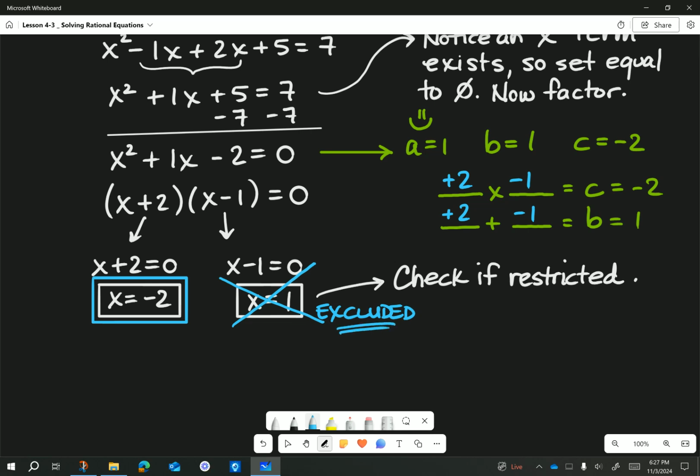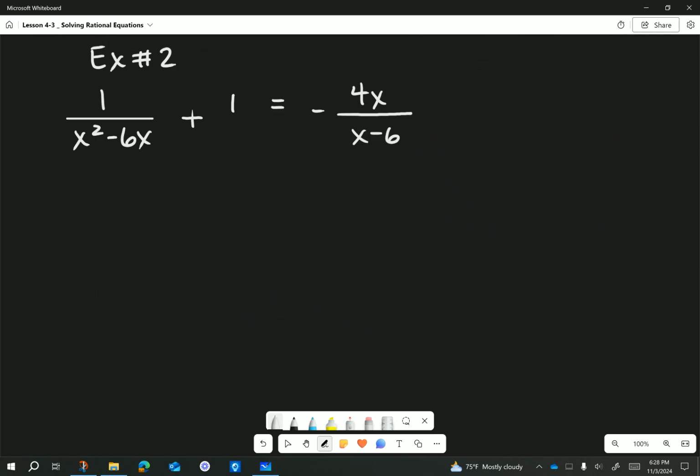Okay? So let's do one more, and then you can continue with the work or get started on your work. Go ahead and copy down example number 2, and we will go through the steps. All right. 1 over x squared minus 6x plus 1 equals -4x over x minus 6. So step number 1, factor wherever possible. Look at each of your terms' numerators and denominators and look for opportunities to factor.